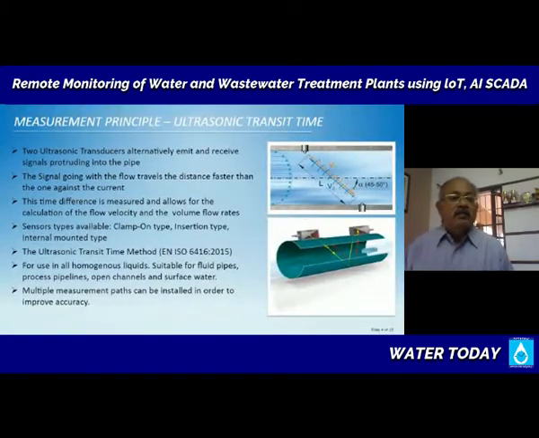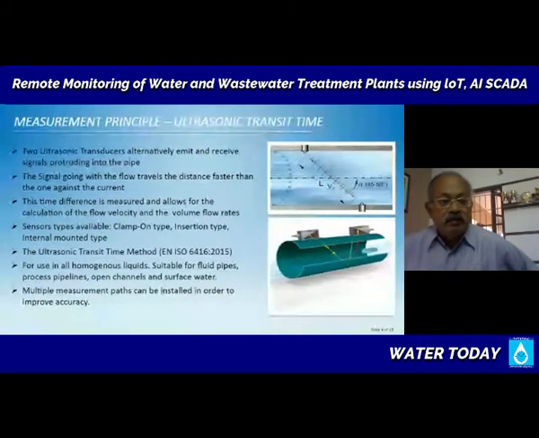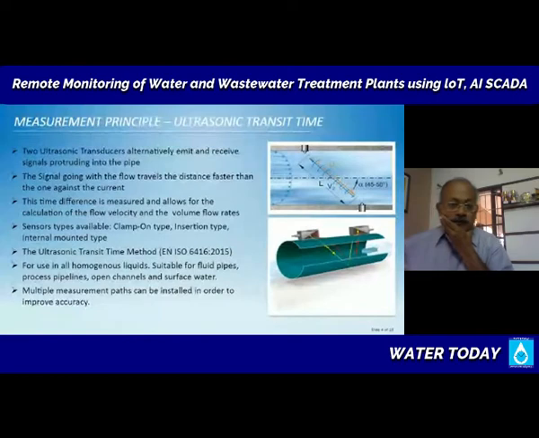And this kind of device can work more or less for any medium at a velocity of 0.01 up to 20 meters per second, which is way above anything that we will look at for water systems. This is the typical solution in terms of clean water flow measurement.